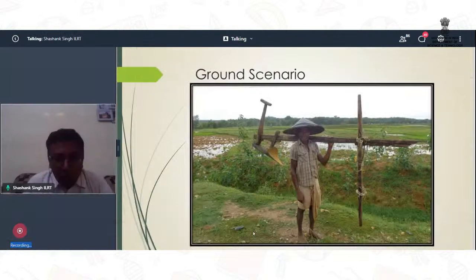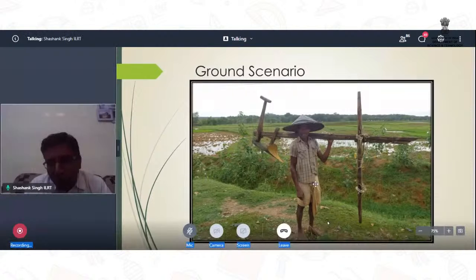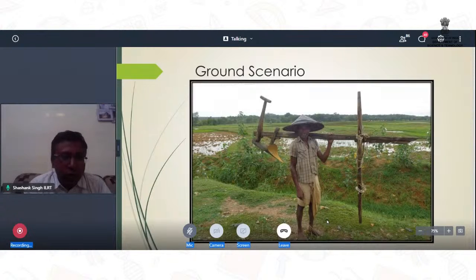So the situation I was talking about, this is a picture of a typical farmer. Out of 100 farmers, 86 would come into this class. And for generations, they have been using these tools only. They cannot afford a tractor on rent either. So this is the ground situation, and with this I will be talking about the action research.